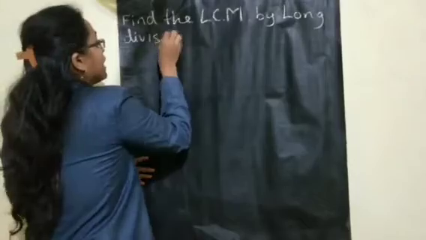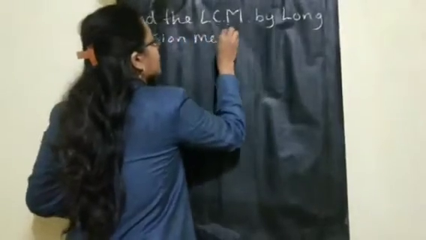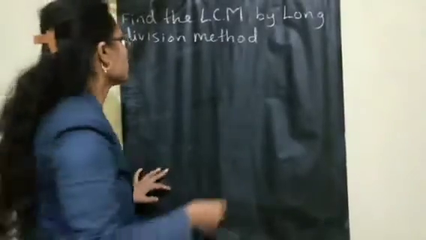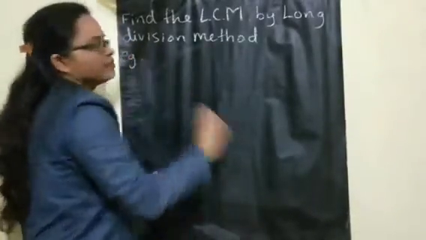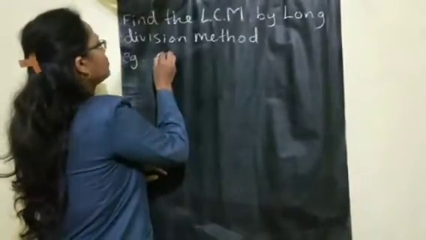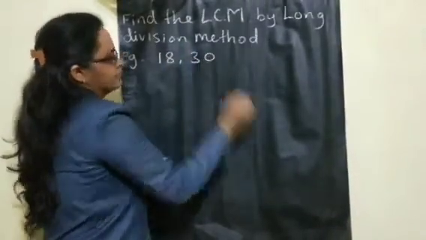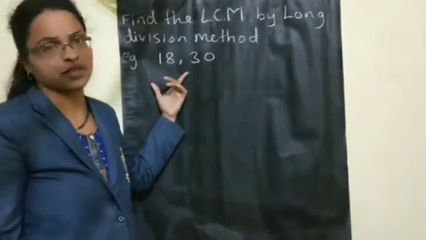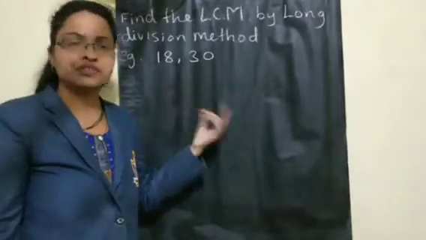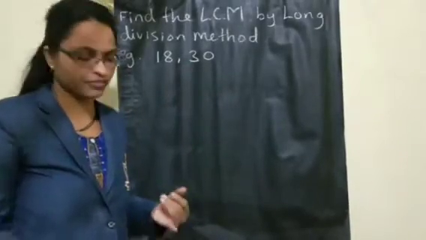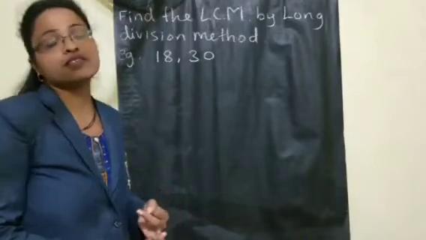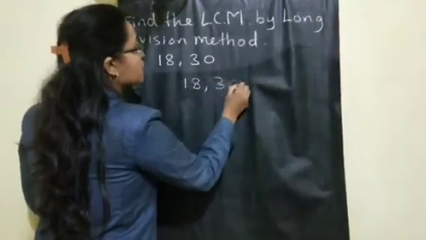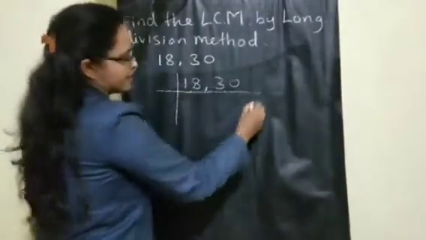Here also you will get a minimum of 2 numbers or more than 2, 3 and so on. So let us take the example: 18 and 30. Now here, how to find out the LCM with the long division method? Here we have to divide these numbers together. First step: always divide with the prime numbers. So children, this 18 and 30 we have to write together, in this form.